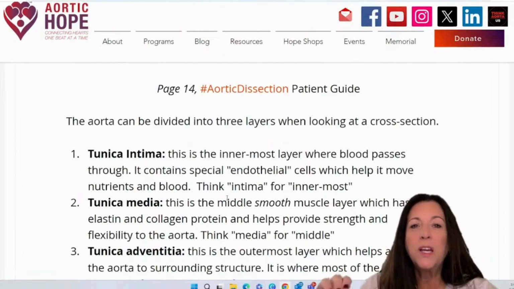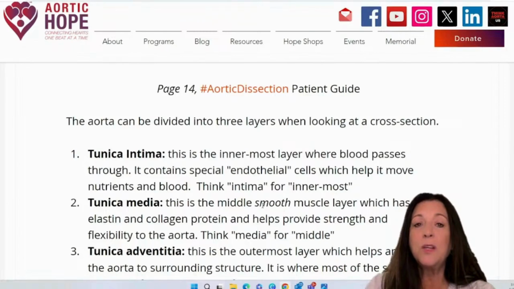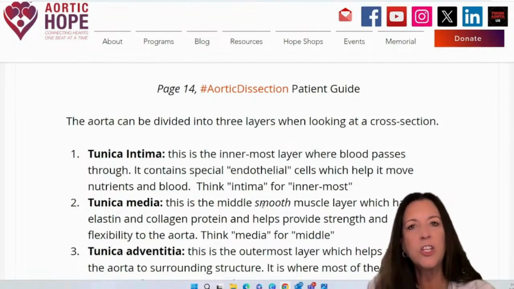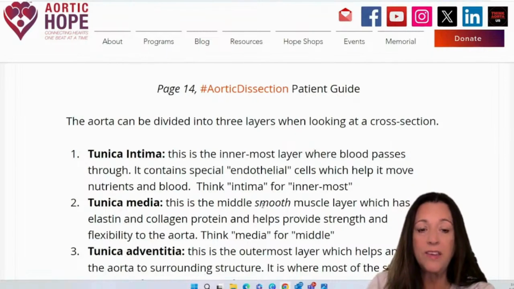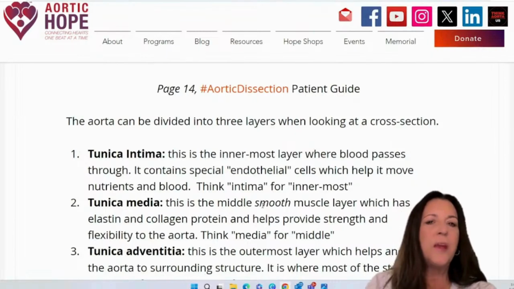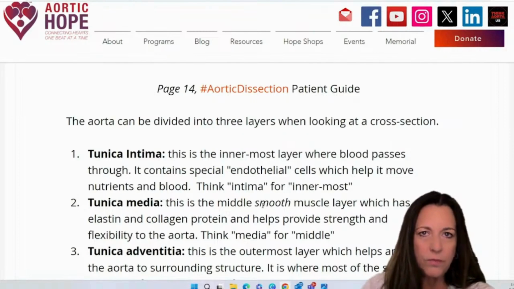All right, tunica media. So this is the middle or smooth layer, the smooth muscle layer, which has elastin and it has collagen, and it basically helps in providing strength to the aorta and the flexibility. So think media or middle, okay?